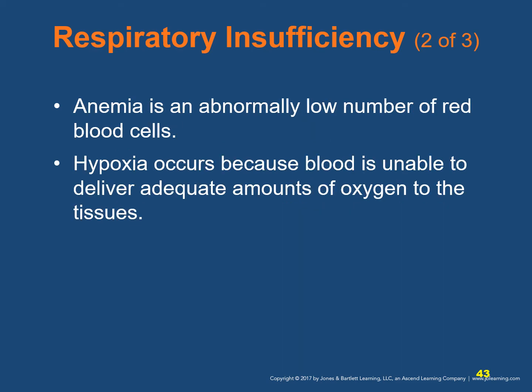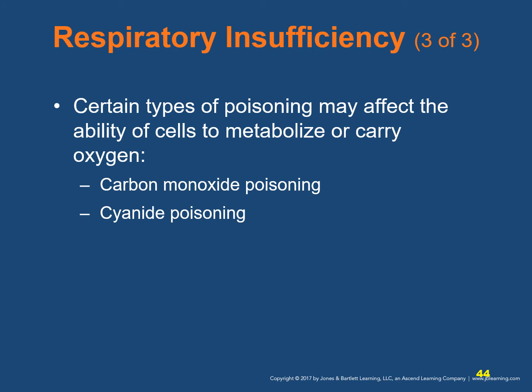Anemia is an abnormally low number of red blood cells. Anemia may be the result of either chronic or acute bleeding, a deficiency in certain vitamins or minerals, or an underlying disease process. Tissues may become hypoxic because the blood is unable to deliver adequate amounts of oxygen to the tissues, even though the available hemoglobin is fully saturated with oxygen and the lungs are delivering enough oxygen to the blood. Certain types of poisoning may also affect the ability of cells to metabolize or carry oxygen: carbon monoxide poisoning and cyanide poisoning.